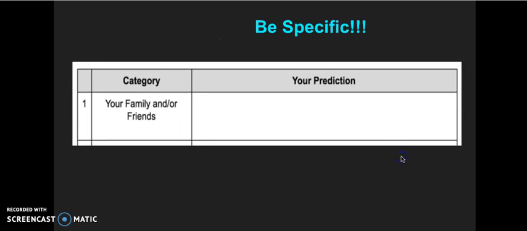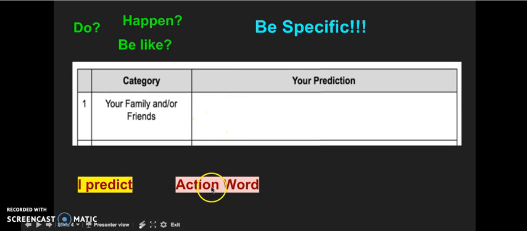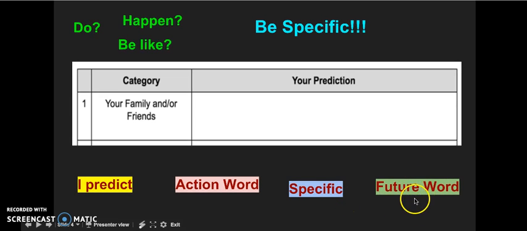So let's look at number 1. Number 1 says your family or friends. So you need to think about your family and friends and something you think is going to happen. So maybe what are they going to do? Or what do you think will happen to them? Or what do you think they will be like in the future? Remember, you need I predict in the box right here. You need an action word. What is going to happen to them or what are they going to do? You need something specific about what's going to happen or what they will do. And you need that future word will.